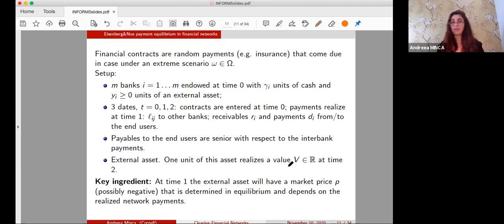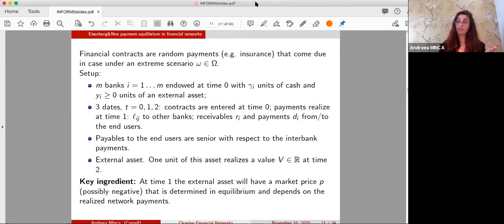So financial contracts, as I said, are random payments that come due in the case of an extreme scenario, omega. So our setup is going to be the following. We're going to have M banks, and each bank is going to be endowed with gamma_i units of cash and y_i units of this external asset. And this is very important, the presence of this external asset. Those are all kinds of other projects that the financial institutions are involved in. And there are 3 dates. So this is a variation of the classical Eisenberg-Noe framework, and this is adapted to the financial derivative setup. So there are 3 dates.